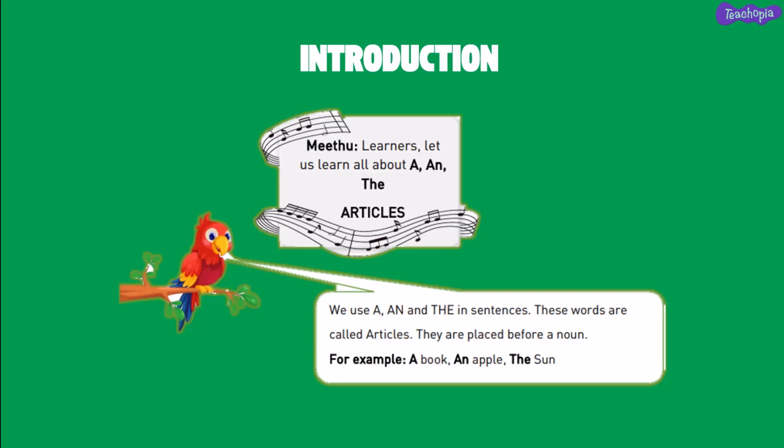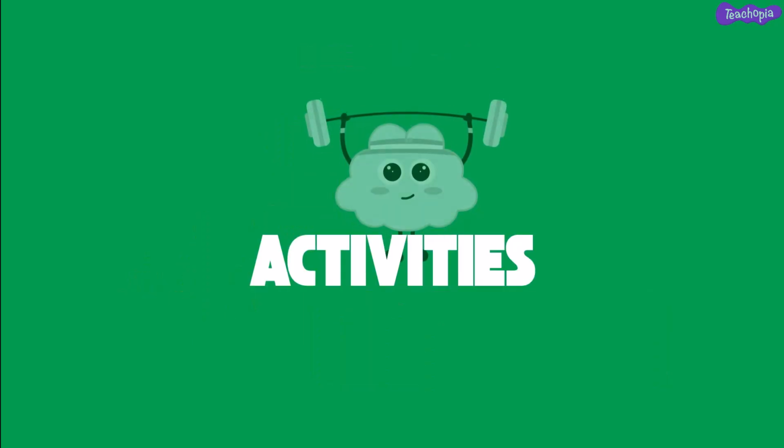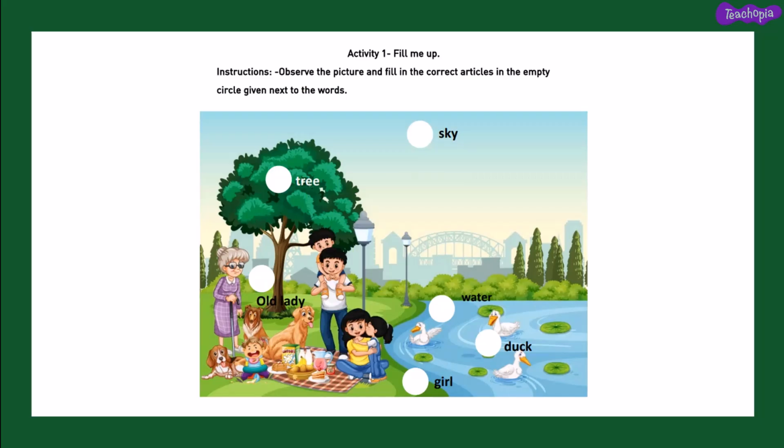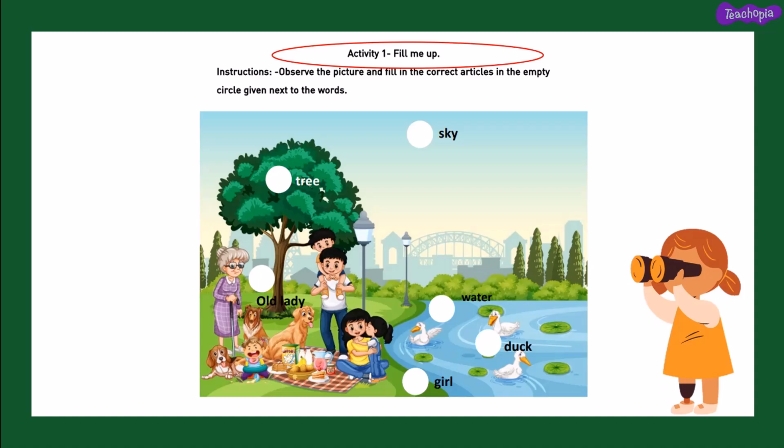In the introduction, we will have a small bit of information about articles, how they are used, and what they are. Now, we will move on to the activities. Activity 1 is called Fill Me Up. Here, ask learners to observe the picture carefully and look at all the objects named in the picture. The tree, sky, old lady, water, duck, girl, and so on.